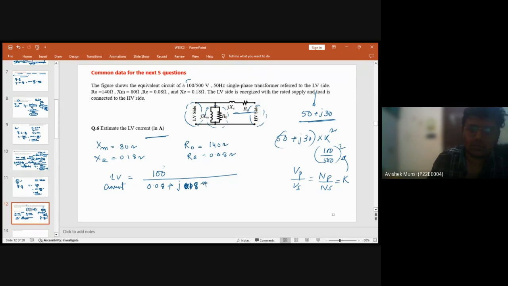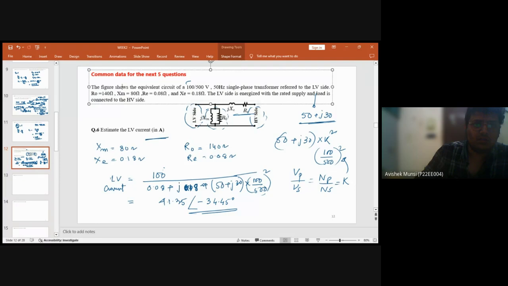Plus our load referred to the secondary side. Fine. So this is a complex number solution. I have already solved it for you all. It will be around 41.35 and the angle is minus 34.45 degrees. Check whether it is correct.